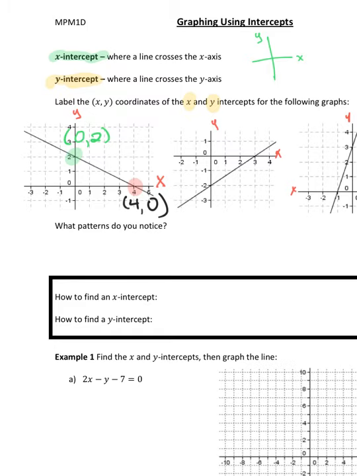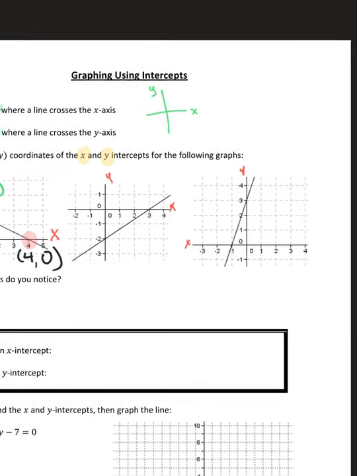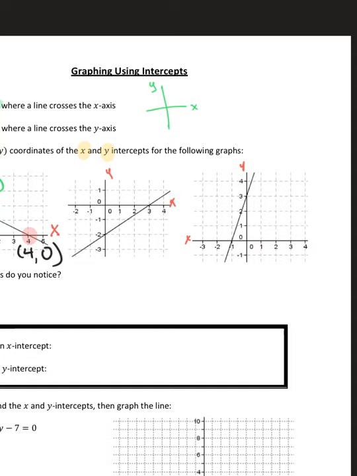So let's try to do the next example. We're going to do the same thing. We're going to try to find the x-intercept and the y-intercept, where that line crosses the x-axis and where it crosses the y-axis. If I'm following my line, I notice that it crosses the x-axis right here. I see that my x value on my axes is 3.